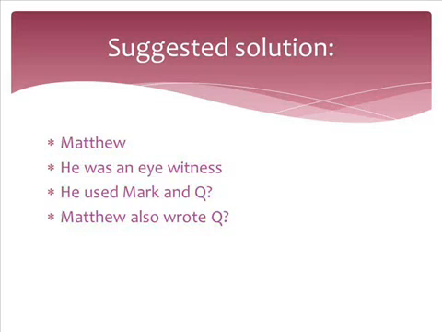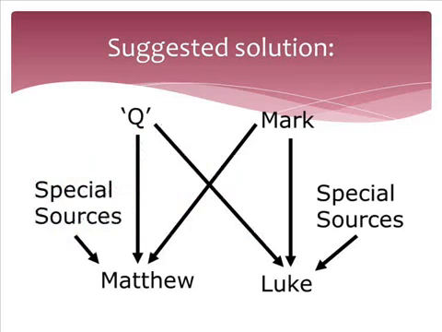Some have suggested that Matthew actually was the author of this so-called Q document, but that would be another discussion. And so, looking at it in practical form, we have Mark. He wrote the memoirs of Peter. He informed Matthew. Matthew, of course, had his own special sources. He was an eyewitness himself, and then he had this so-called Q document.